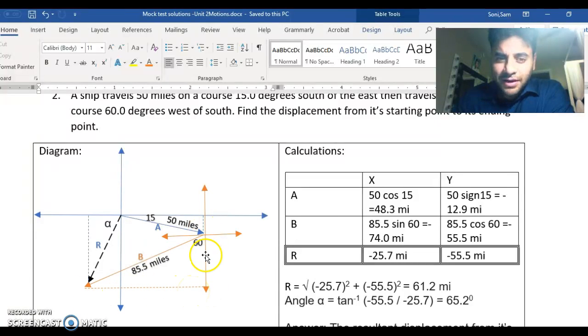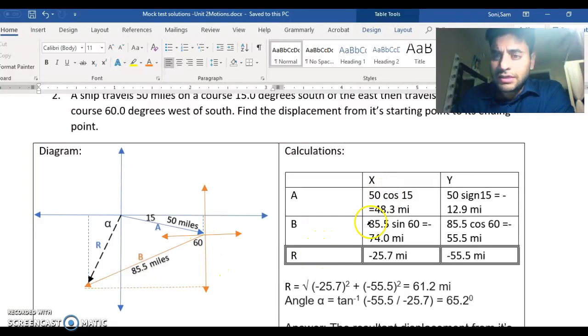Does it make sense, right? So my x component is going to be opposite upon hypotenuse. The opposite of 60 degrees, which is this, upon the hypotenuse. So 85.5 sine 60 is equal to 74. So my x component will be 74, which is negative again. So this is my negative sign. Sorry, it went up there. And finally, my y component right here is going to be 85.5 cos 60 degrees, which is negative 55.5.